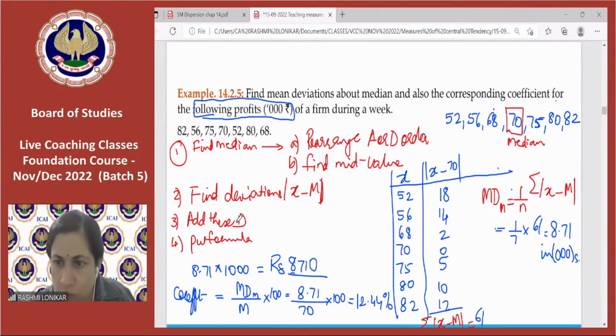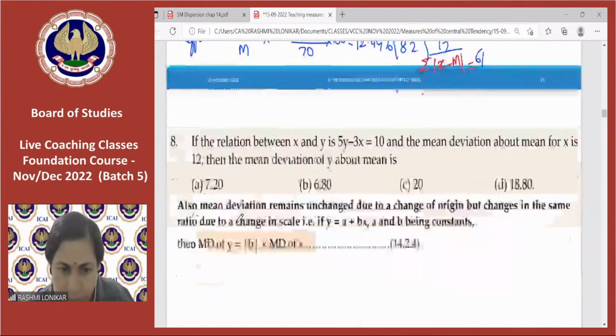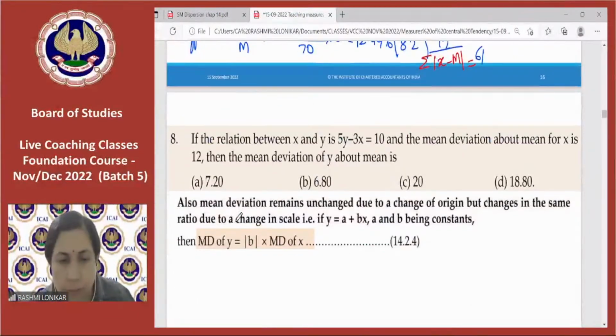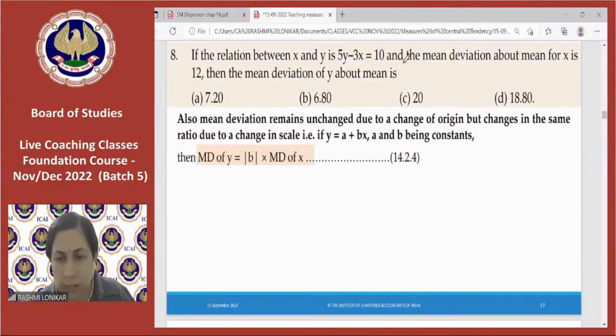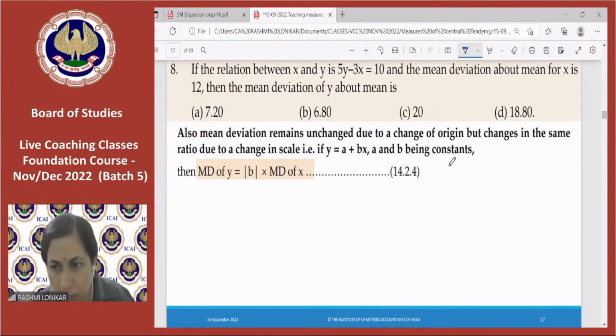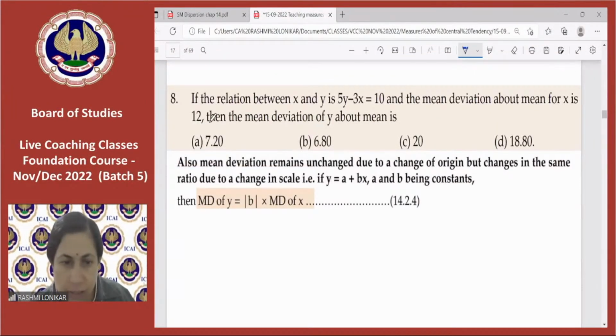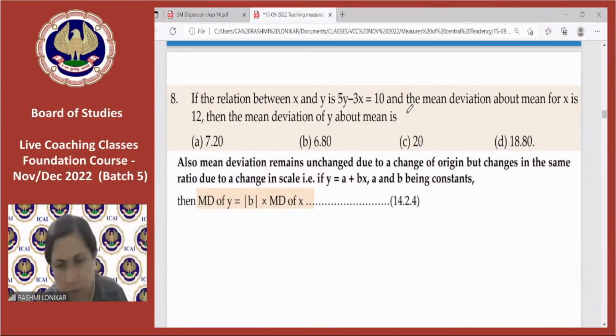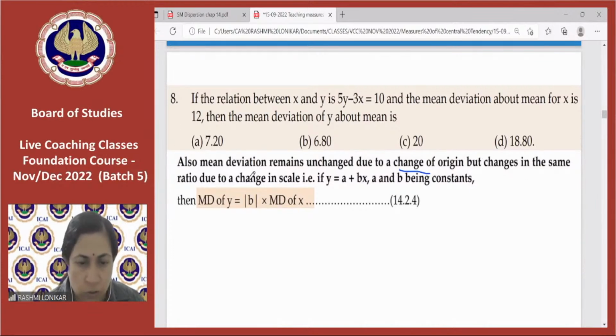Next question we are going to do is for the properties. If the relation between x and y is this, and the mean deviation about mean for x is 12, then the mean deviation of y about mean. So we know the property. I have also written it over here. Mean deviation remains unchanged due to change of origin, but changes due to change of scale.